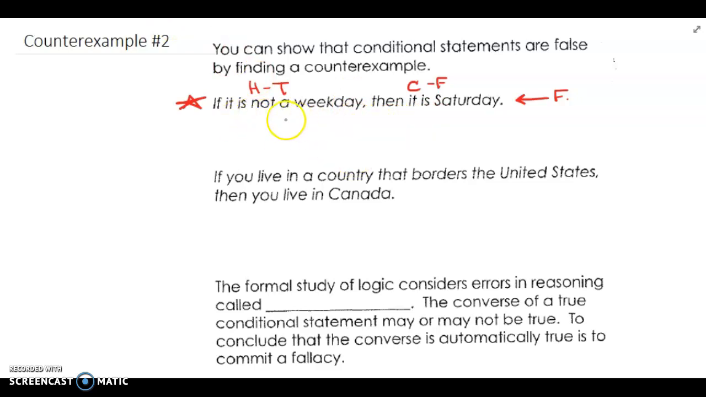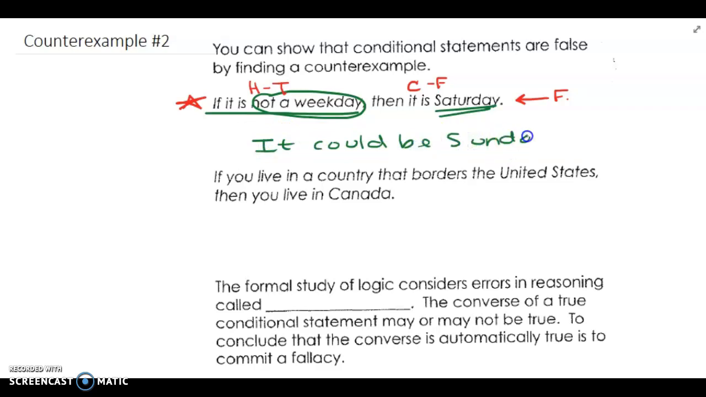So when would it not be a weekday, but not be Saturday? The hypothesis stays true. So we still want it to not be a weekday, but we don't want it to be Saturday. Well, it could be Sunday, right? Sunday is not a weekday, and it's not Saturday. So this would be a counterexample of the above statement.